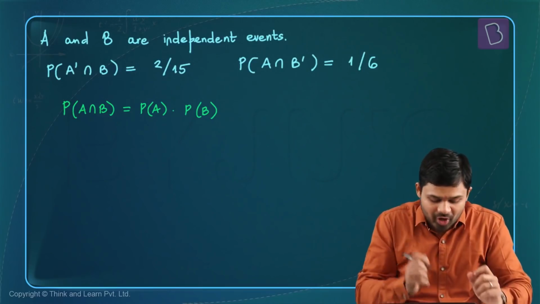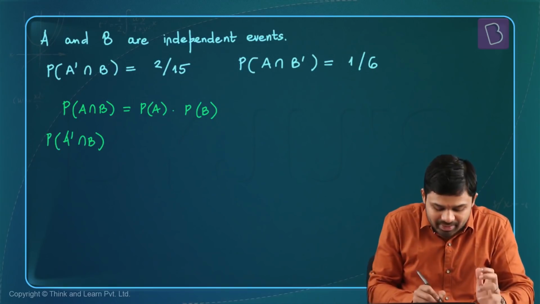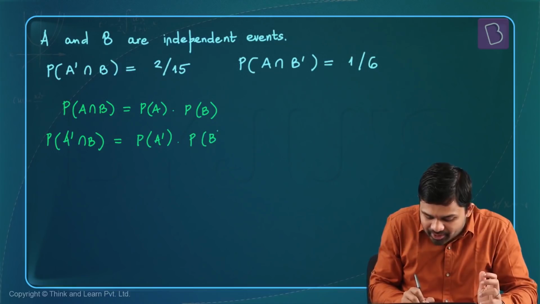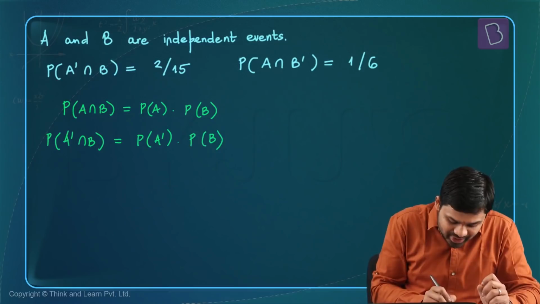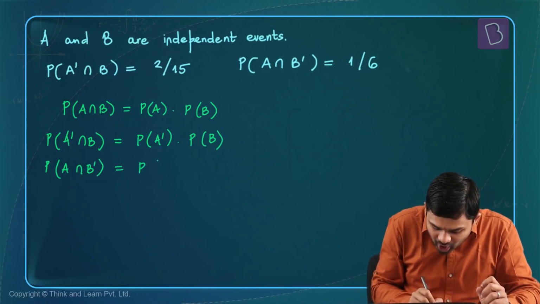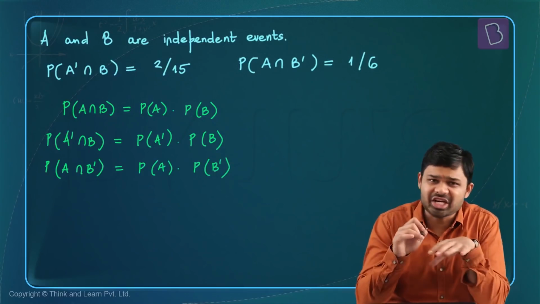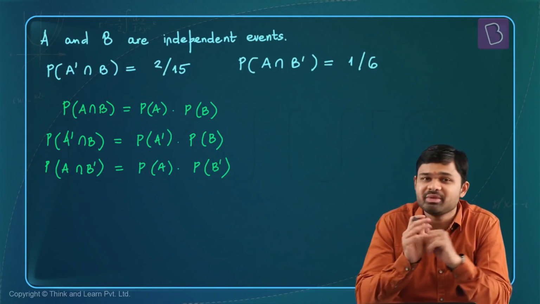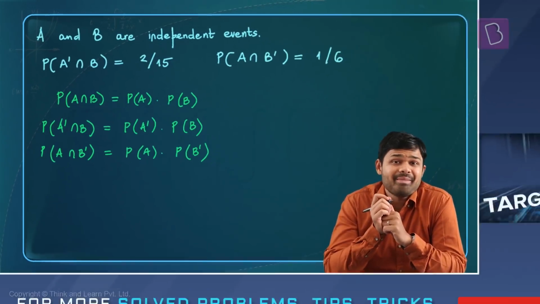So this means that when you have independent events, complements also behave in the same way as the events themselves. So probability of A complement intersection B will be nothing but probability of A complement multiplied by the probability of B, because A and B are independent events. Similarly, probability of A intersection B complement will be probability of A into probability of B complement. So we actually have a couple of equations here, and we need to solve for two variables, so that's going to be very simple.